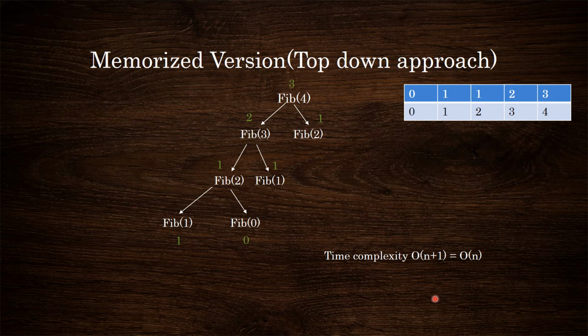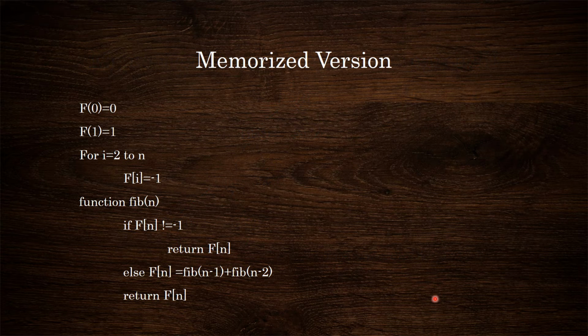And here is the code of the memoized version. I hope you can easily understand it now, as we are taking the base case Fibonacci of 0 equals 0, Fibonacci of 1 equals 1, and we are setting the rest of the values to -1, and we are using this function: if Fibonacci of n is not equal to -1, we will return this value, or else we will use the previous two numbers and call Fibonacci recursively.